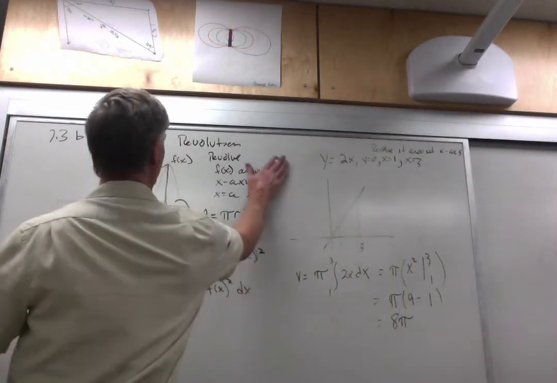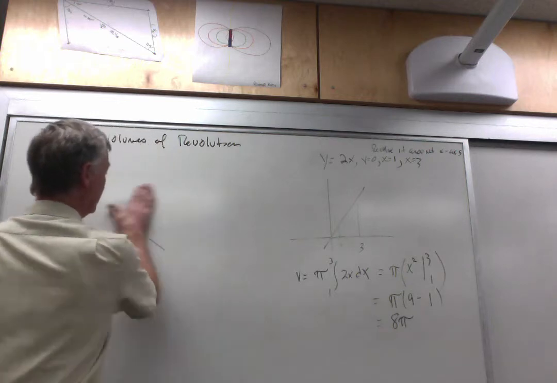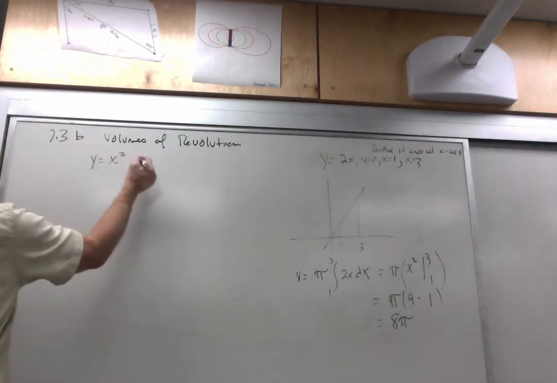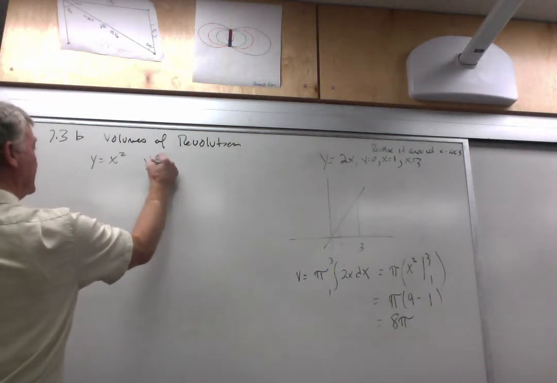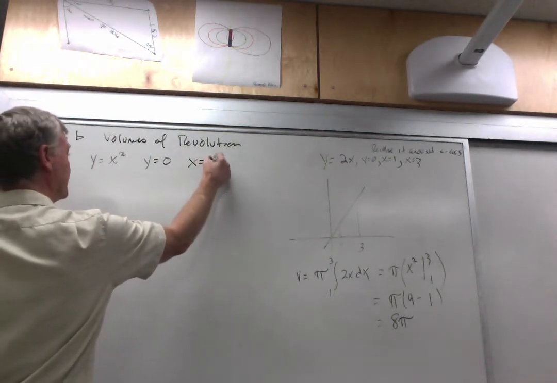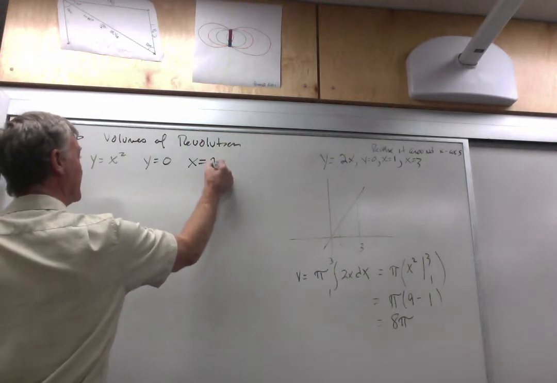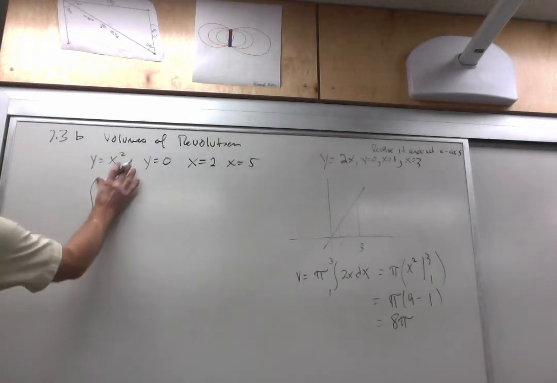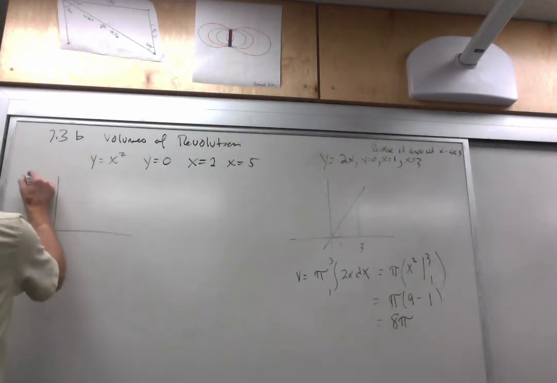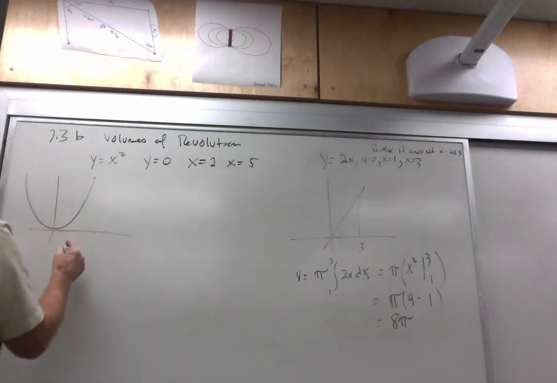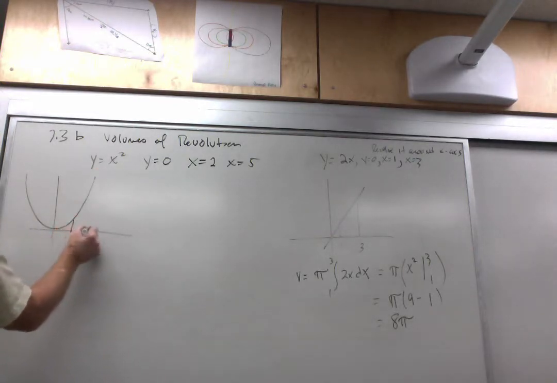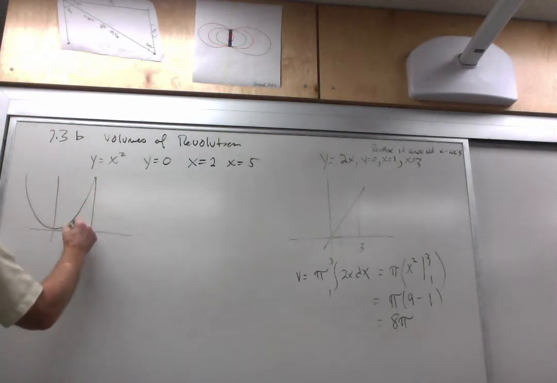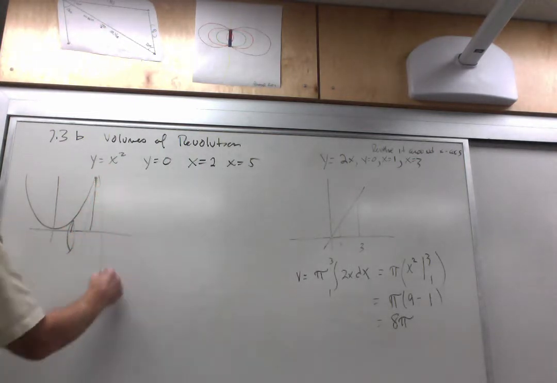Let's do a second problem that looks just a little bit different. But let's say that we took and did y equals x squared. And y is equal to 0. And x is equal to, let's do 2 and x equals 5. We would then want to picture it. Y equals x squared goes like this. X equals 2 is here. 5, 0. It's this region. If you think about what it's going to look like, it's going to look something like that.